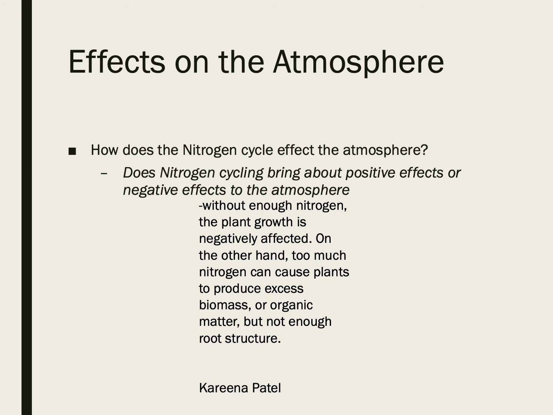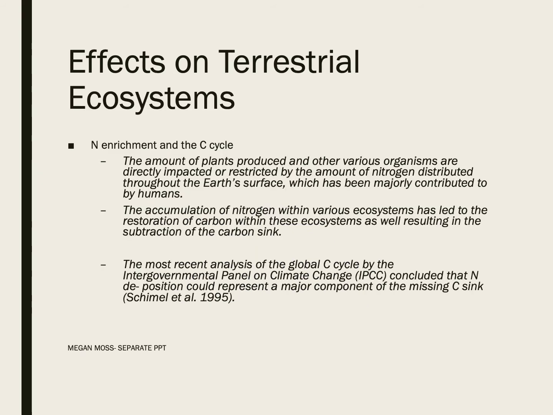How does nitrogen affect the cycle in the atmosphere? Without enough nitrogen, the plant growth is negatively affected. On the other hand, too much nitrogen can cause plants to produce excess biomass or organic matter, but not enough root structure. Effects on terrestrial ecosystems, nitrogen enrichment, and the carbon cycle.